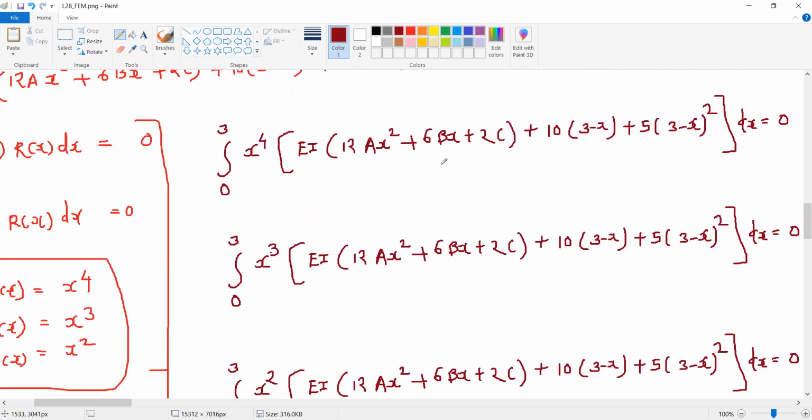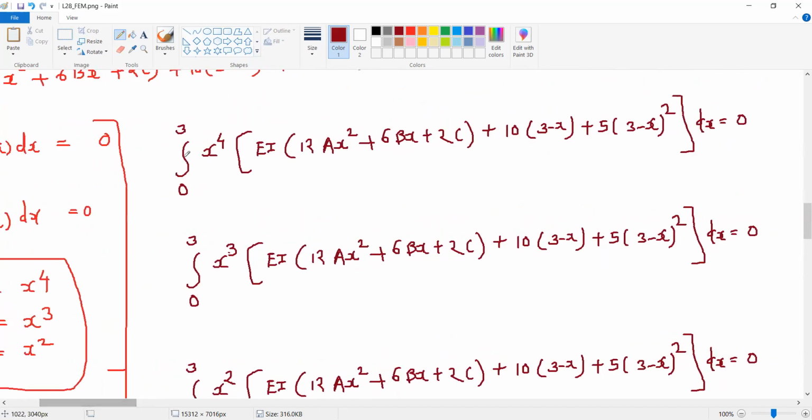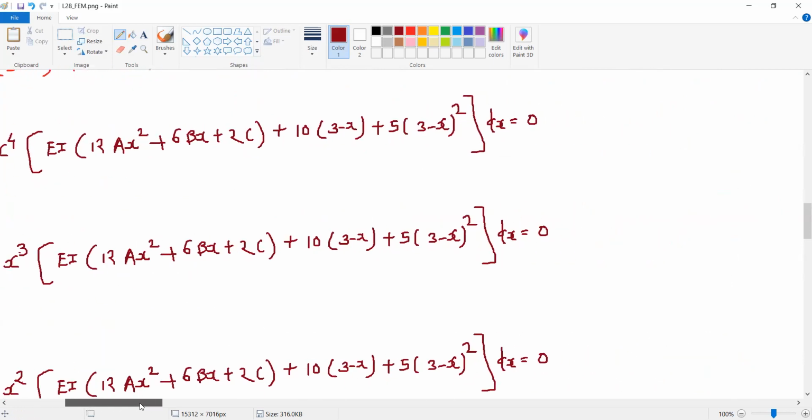Now what I'm going to do is collect all the constant terms and all the coefficients of a, b, c in all these three equations. So let us do that. So what do I get? If I collect the coefficient of a in the first equation, it is going to be 12 EI into x raised to 6. So I will have to integrate.